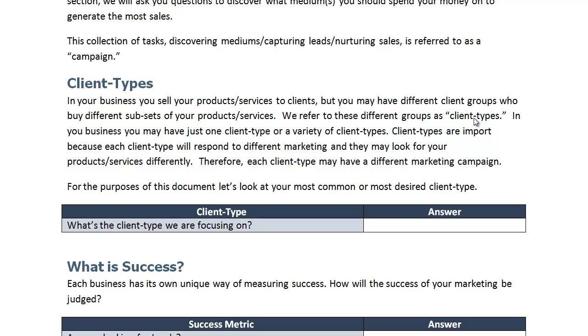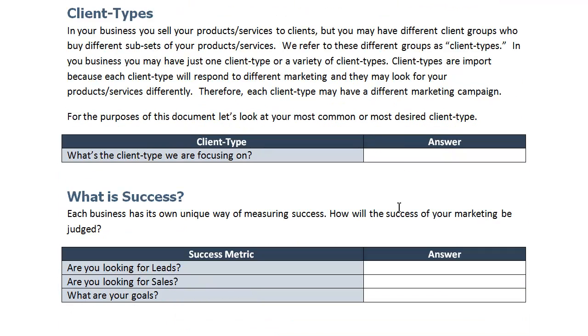Okay. Now, typically when we're doing this initial marketing assessment, we ask you to look at your most desired or most common client type.